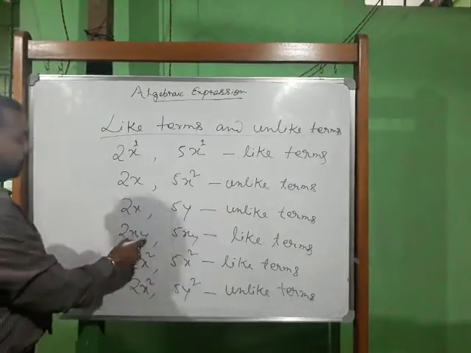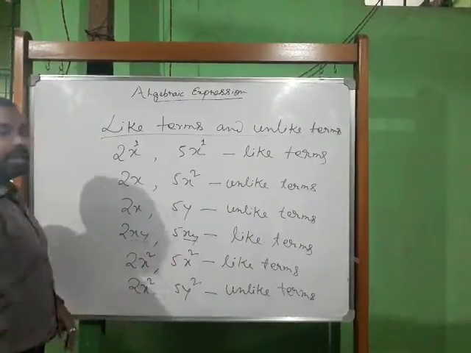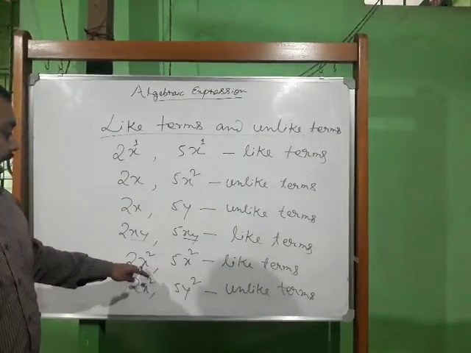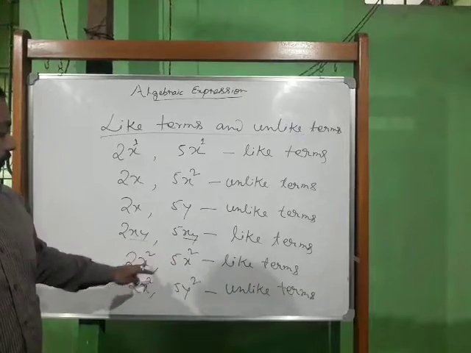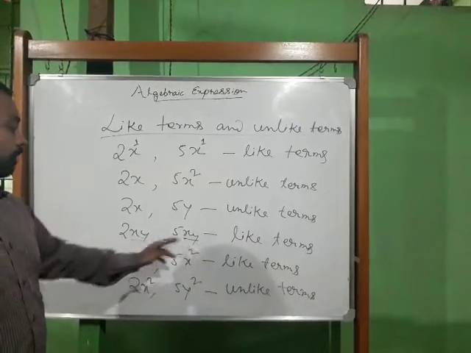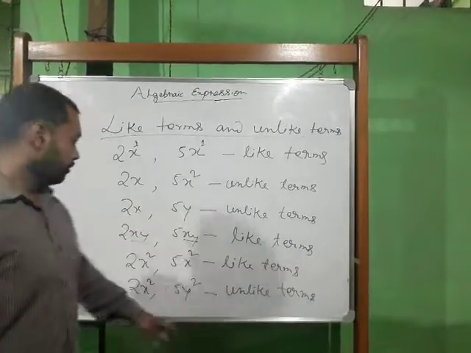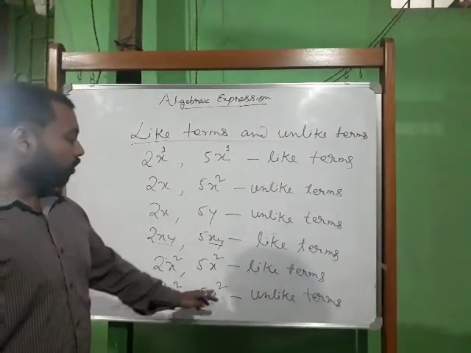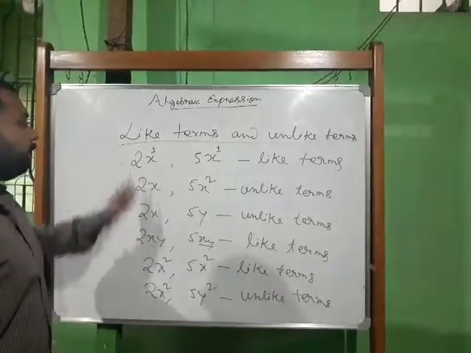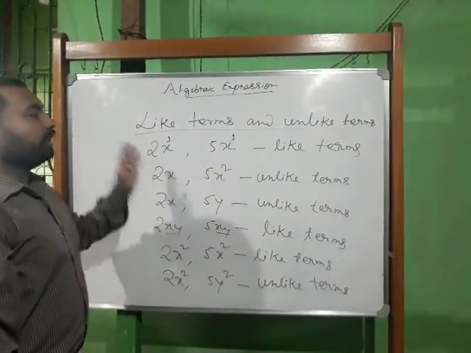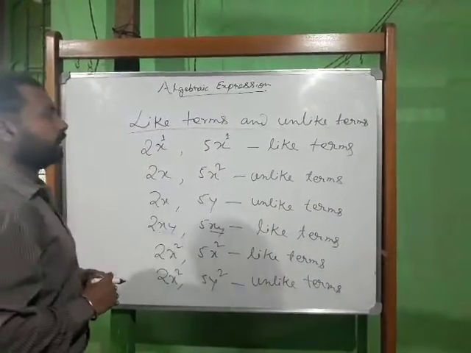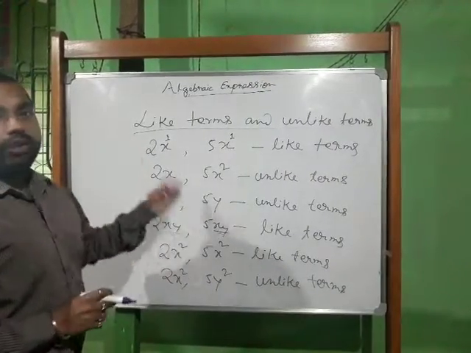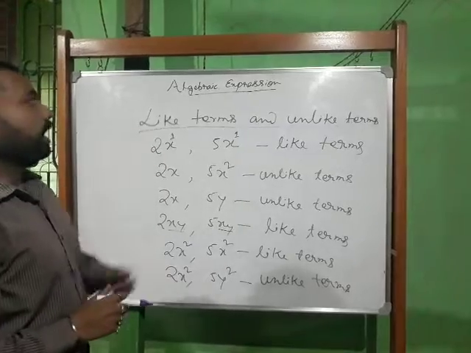Next one xy. There are two variables here, again two same variables x, y. So these are like terms. Next, x square, variables are same, power is also same, so these are like terms. Last you see x square and y square, these variables differ, so these are unlike terms. So in this way we can say which are like terms and which are unlike terms, and this will be very important for you to do the addition and subtraction in algebraic expression.